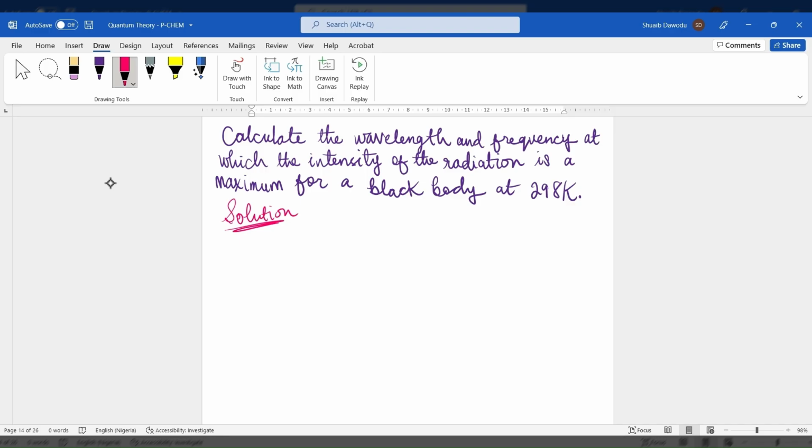So we're dealing with a question where we're asked to solve for the wavelength, which is lambda, and then we're also asked to solve for the frequency, which is this nu with the curve, at which the intensity of the radiation is a maximum. So we're supposed to solve for the wavelength and frequency at which the intensity of radiation is at a maximum for a black body at 298 Kelvin. We're also given the temperature.